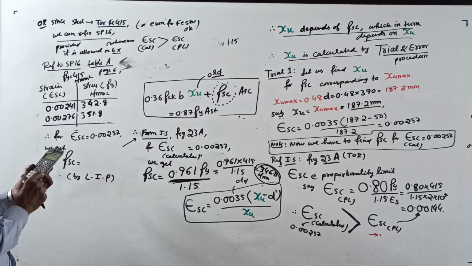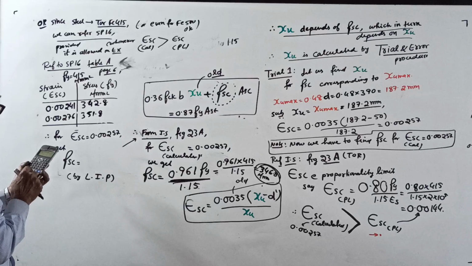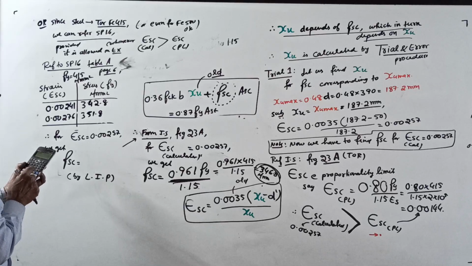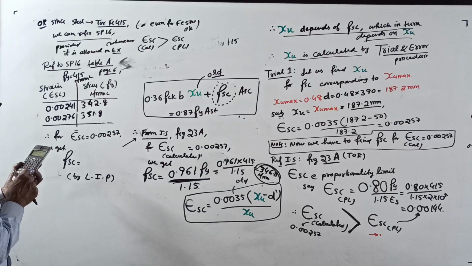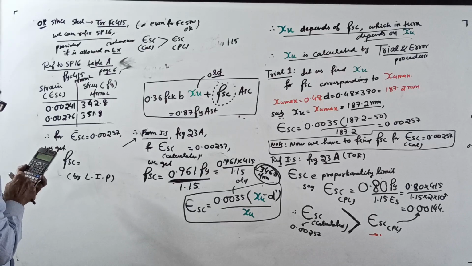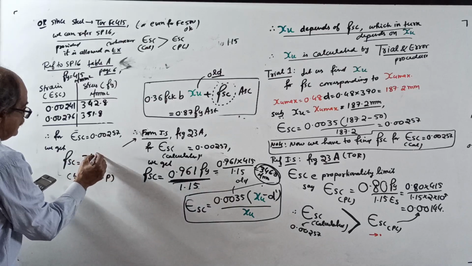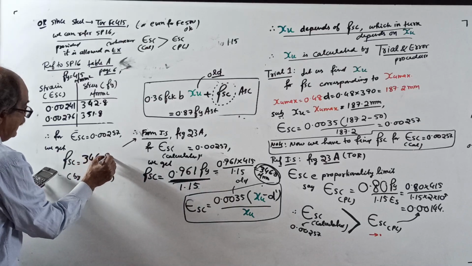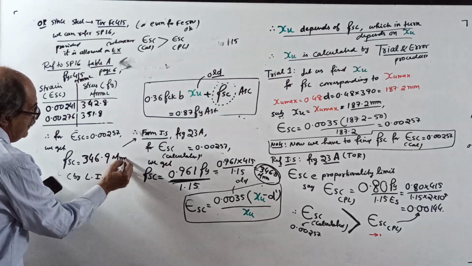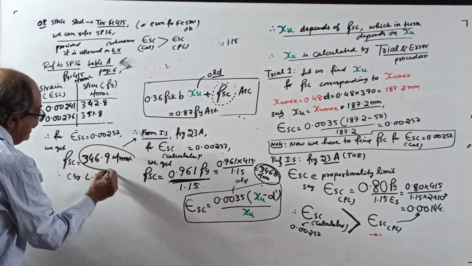Someone will say, sir, 0.00 is there, you take it, no problem. I don't want it. Into bracket 257 minus 241. That much you add to 342.8. We get 346.9 Newton per mm square. This answer I am getting from SP16.